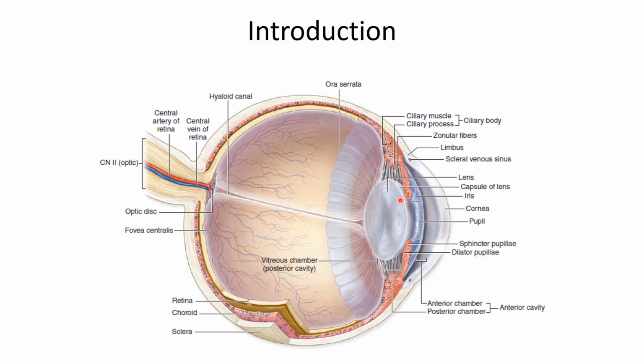Now there is an independent structure known as the lens, which is a perfectly transparent and biconvex structure held in position by the zonular fibers. These zonular fibers are a circular system of fibers that attach the lens to the ciliary body, and just posterior to the lens is the vitreous body, or vitreous chamber.